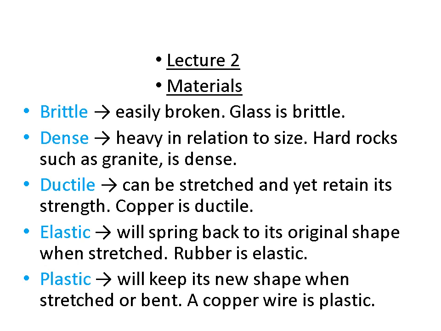Very simple. Clear? So we have brittle, easily broken. Glass is brittle. Dense, heavy in relation to size. Hard rocks, so granite is dense. Ductile, can be stretched and yet retain its strength. Copper is ductile. Elastic, will spring back to its original shape when stretched. Rubber is the very clear example. Plastic will keep its new shape when stretched or bent. Copper wire is plastic.